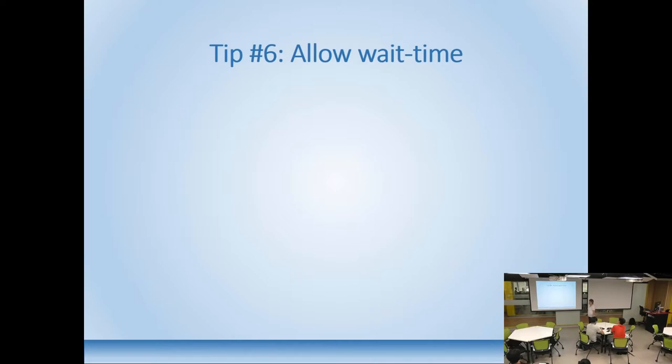Tip six, allow wait time. This is when you have the teacher-student ping-pong, what's called IRF in the literature: initiation, response, feedback. Teacher initiates, asks a question. Students raise their hands if they know the answer. Response: one student is nominated to respond. The teacher gives feedback, either yes, that was right, or no, that was wrong, or correction, or comment, or whatever. IRF is the most common interaction pattern there is in lessons all around the world in almost any subject, not just English.